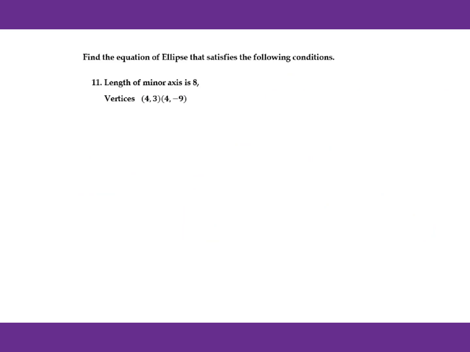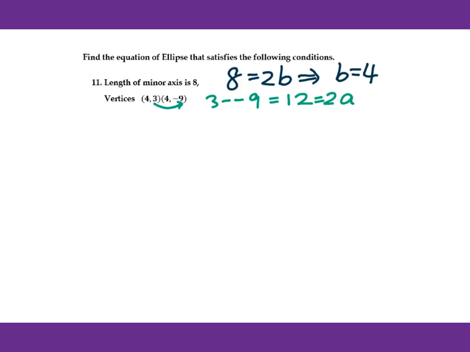For number 11, the length of the minor axis equals 8, which means 8 equals 2b. Therefore, b equals 4. You have vertices (4, 3) and (4, negative 9). So the distance will be 3 minus negative 9 equals 12. That will be 2a. Therefore, a equals 6.